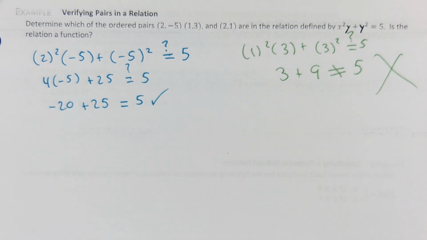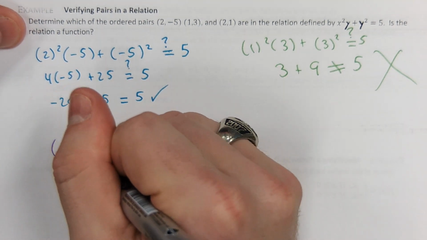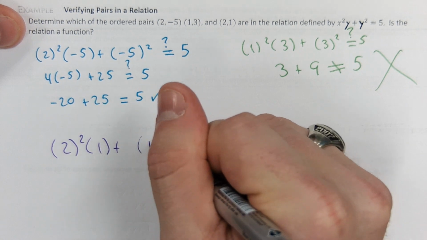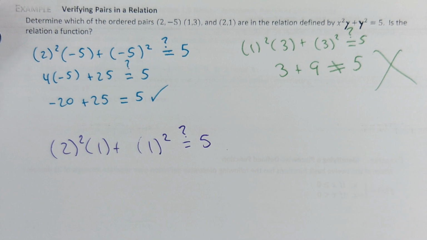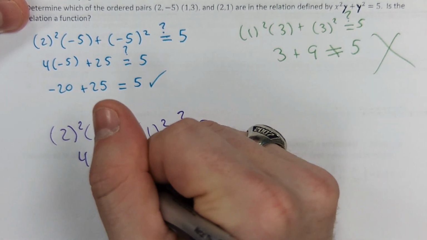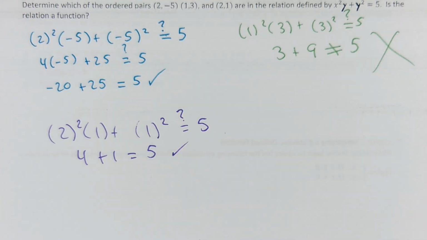And then we'll try the last one. Switch over to purple. 2 comma 1. 2 squared times 1 plus 1 squared. Curious, does that equal 5? Well, 2 squared times 1 is 4. And 1 squared is 1. So yay! We found another coordinate that is on the relation. Well, on the graph of the relation, I should say.